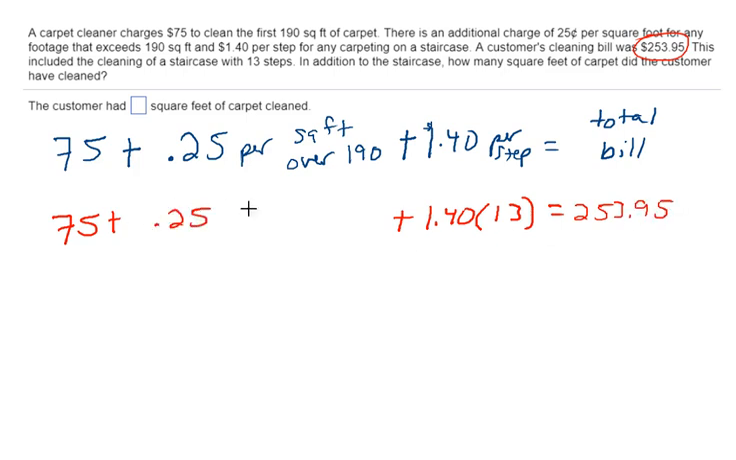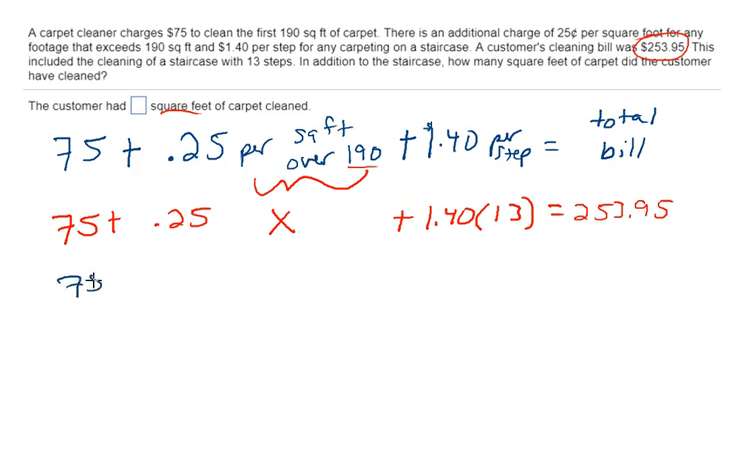It's 25 cents per square foot for the square footage over 190. We don't know how much over 190 it was, so I'm going to use X to represent that. Now keep in mind, X is leaving out that first 190 square feet. So if I want to get the total square footage, I'll have to add that 190 back in at the end of the problem. All right, so that's going to be my equation.